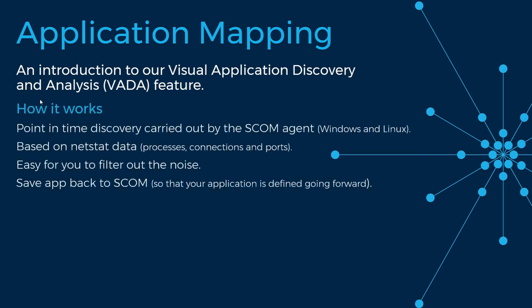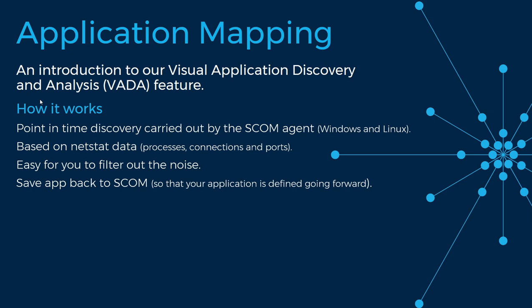Well, this is a point in time discovery, and it's carried out by the SCOM agent that hopefully is already sitting on your server. That might be for either Windows or for Linux. The discovery is essentially based on netstat data. We're going to use the SCOM agent to pull back netstat data, which gives us the processes, the connections, and the ports, and Squared Up does all the clever stuff to model that at the front end.